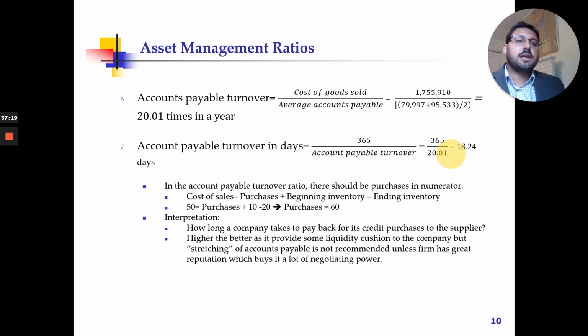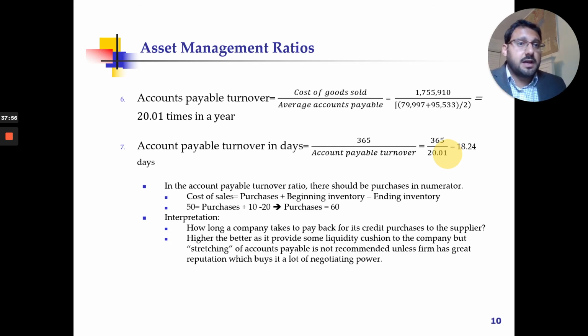So on average, it takes 18 days for Lululemon to pay back its suppliers. Now, it's good that you avail this time period, because you are already out of cash, your inventories are stuck, and once you are selling the inventories on a receivable basis, because on credit terms, you are out of cash, so you need some cushion. So the accounts payable, the suppliers give you that cushion through the accounts payable.